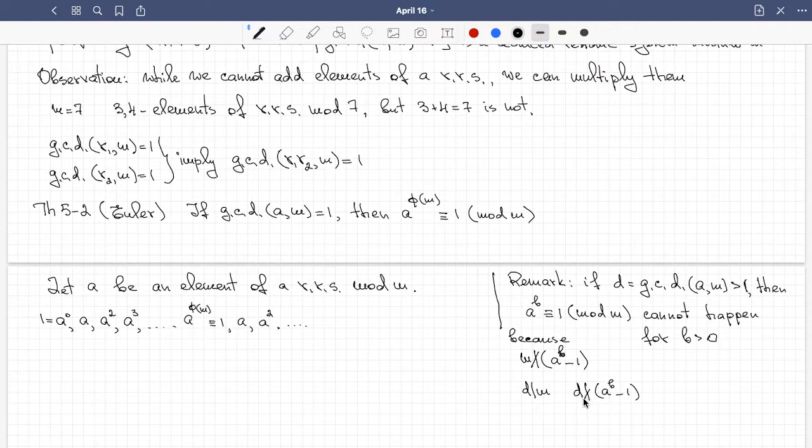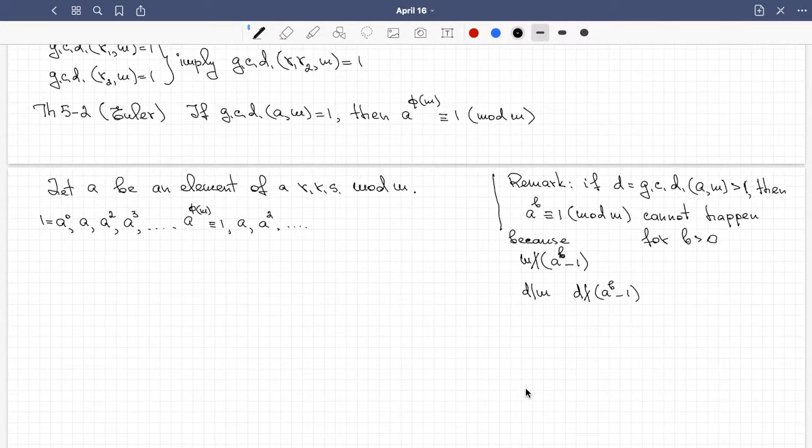So, because D divides A, and therefore D divides A to the B, therefore D does not divide A to the B minus 1. So D divides M but does not divide A to the B minus 1, which means M cannot divide A to the B minus 1. Roughly speaking, this D will not cancel out. That is exactly what theorem 7-1 says.